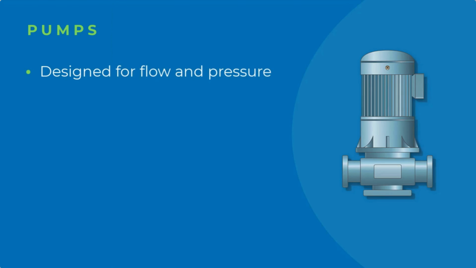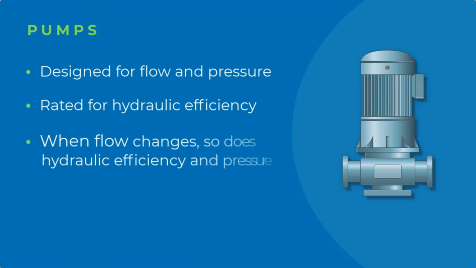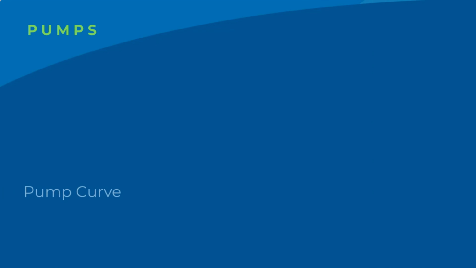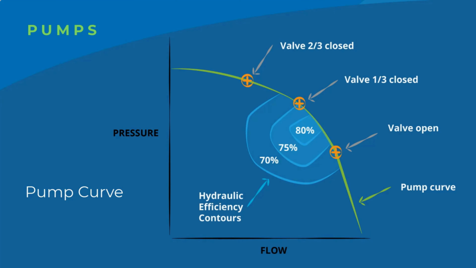Every pump is designed for a certain flow and pressure, sometimes called feet of head, and is rated for a certain hydraulic efficiency. If the pressure changes in the system due to a valve being choked off or the water table dropping, the flow changes and so does the hydraulic efficiency. These operating points at various pressures and flows form a curve called a pump curve. Every pump has a specific curve. The power required by a pump depends on the pressure, the flow, and the hydraulic efficiency.